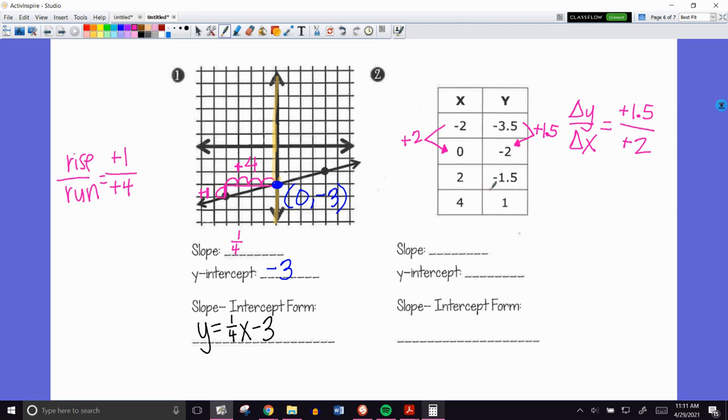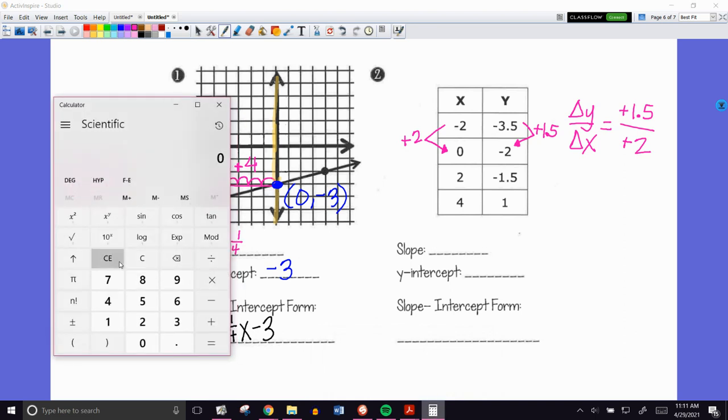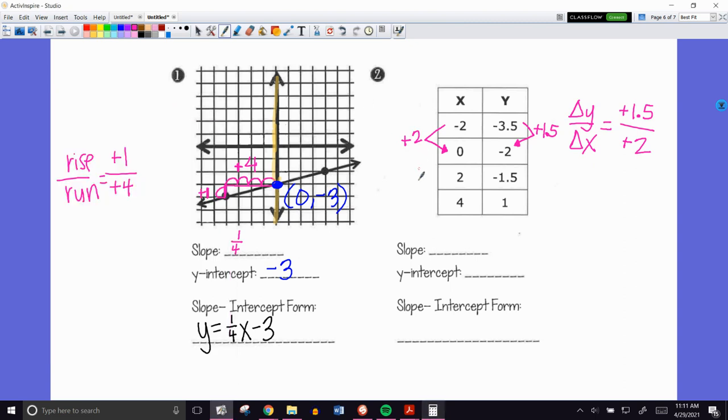So for this table, I am going to simplify 1.5 divided by 2, and that gives me 0.75. So my slope is 0.75.